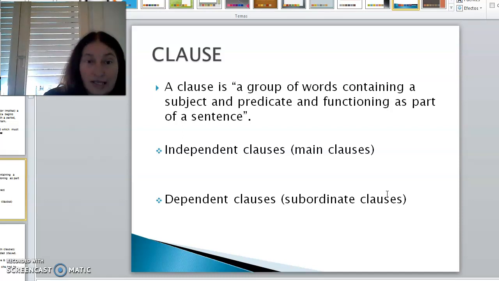Clauses may be either independent or main clauses, or dependent or subordinate clauses. If we think of independent clauses, all right, if you have just one independent clause, you have one simple sentence. The simple sentence is coextensive with an independent clause. This will be better with some examples.